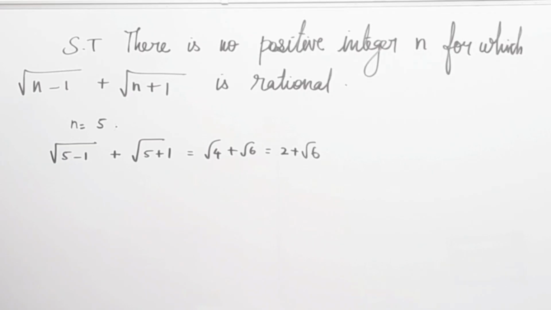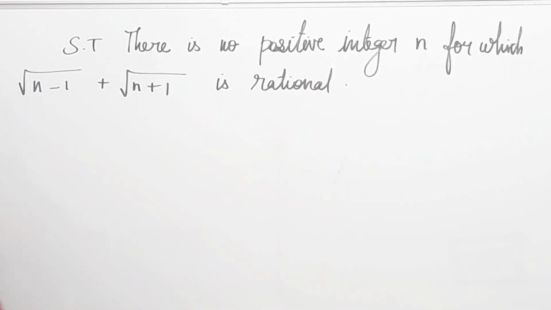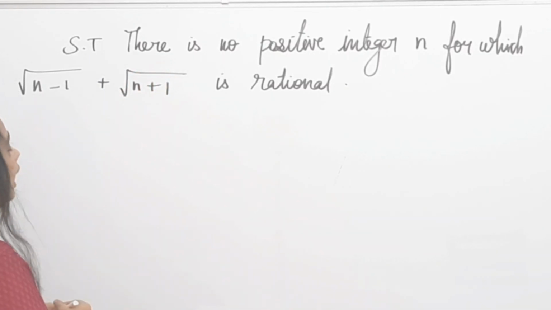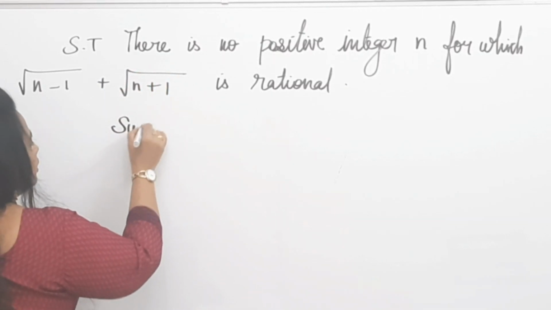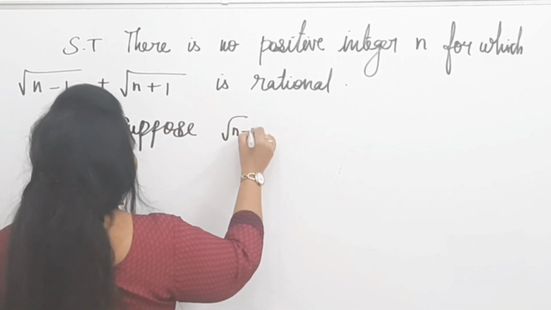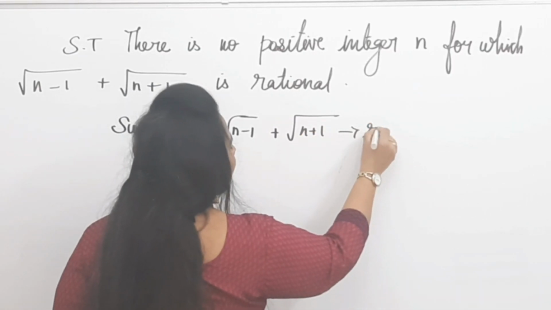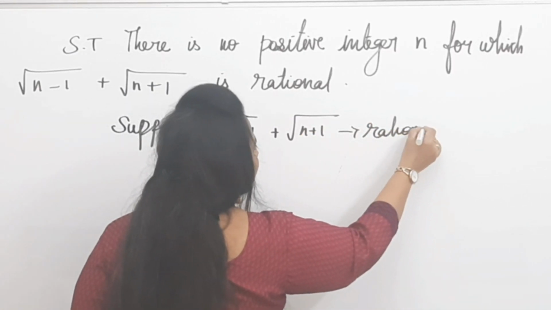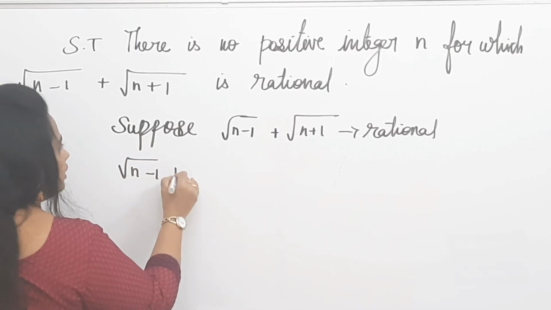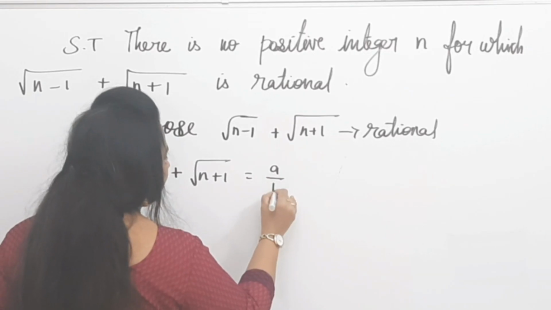Let me suppose it is rational. This is irrational; that's the meaning of this question. Now, suppose root n minus 1 plus root n plus 1 is rational. So what happens when it is rational? I would be able to write root n minus 1 plus root n plus 1 as a by b.